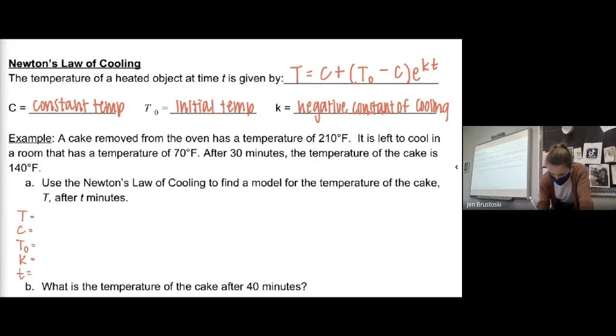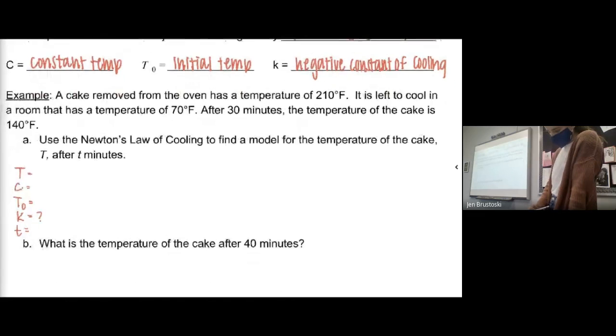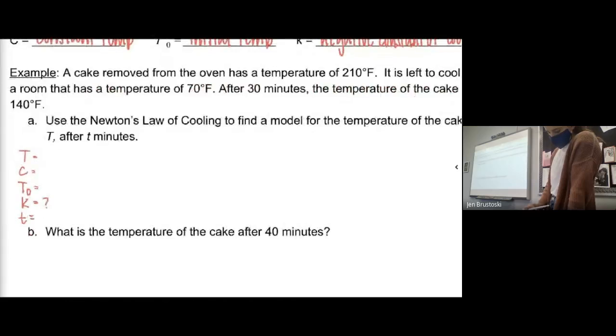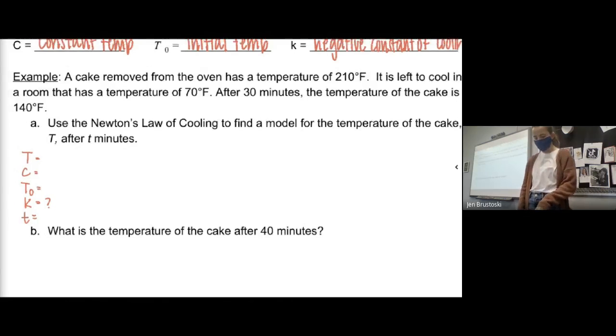I'll tell you this much. We don't know what K is. We are trying to find the K, the constant of cooling. So, what is my T? What is my starting, what is my ending temperature? I don't think I read the problem, did I?